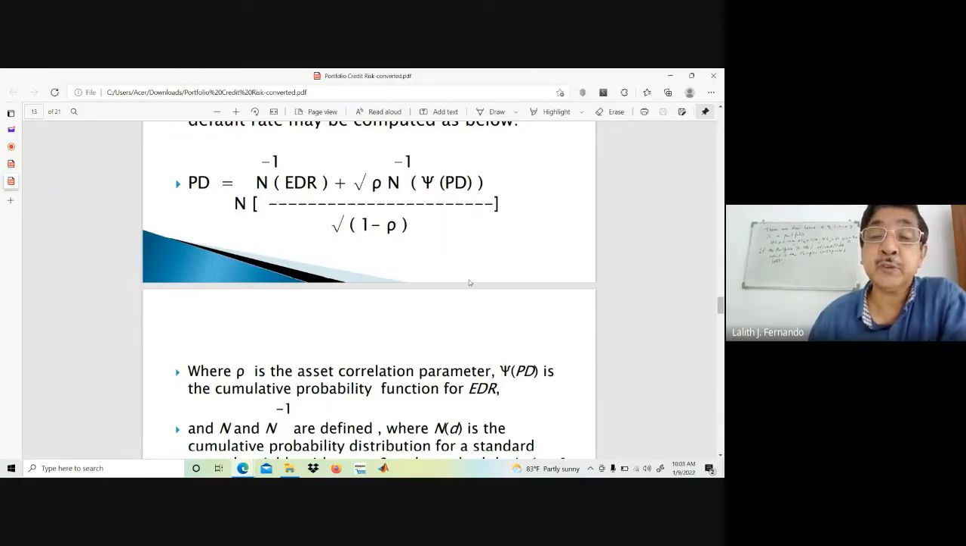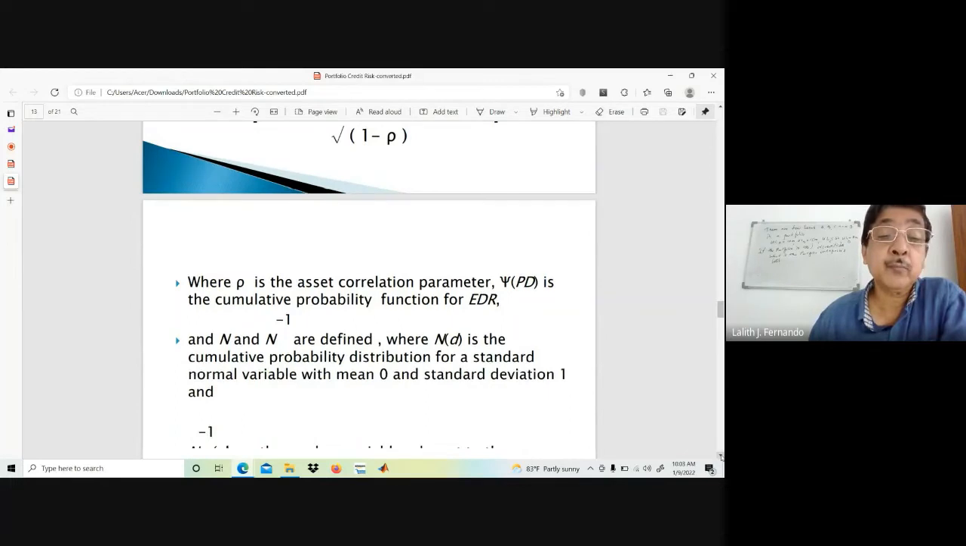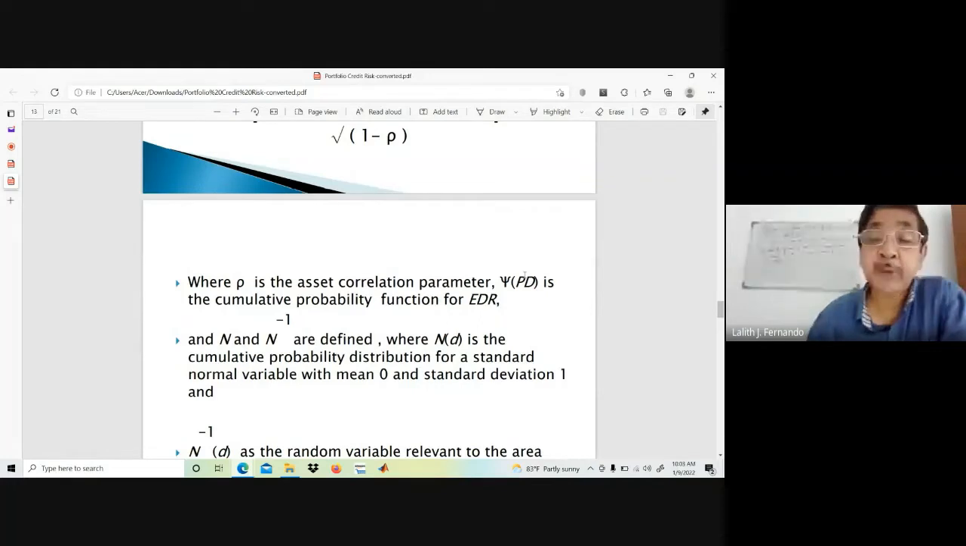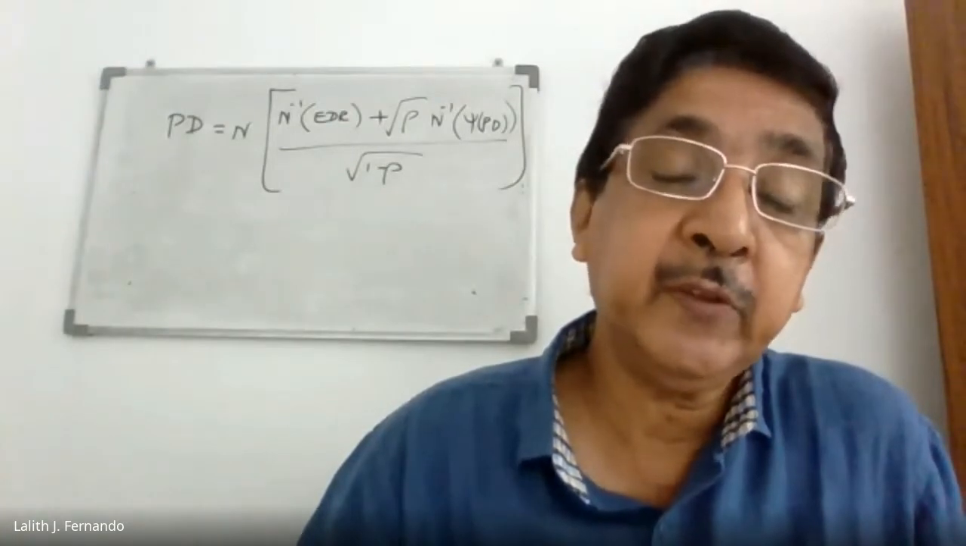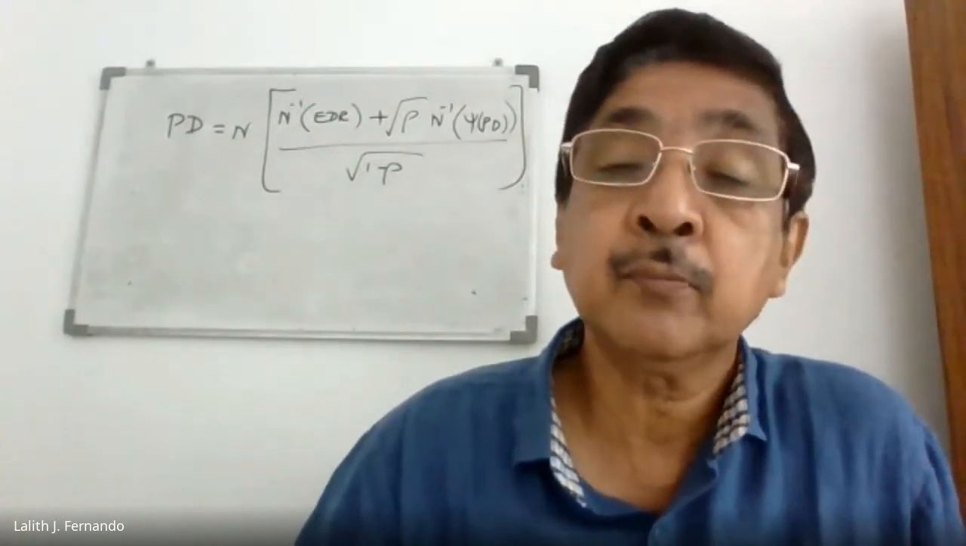Now those things all are symbolic expressions, so you need to understand what these things are. Now we will go through this, where rho is the asset correlation parameter. Theta PD is the cumulative probability function for EDR. Now just look at the formula, and we call this Vasicek model.